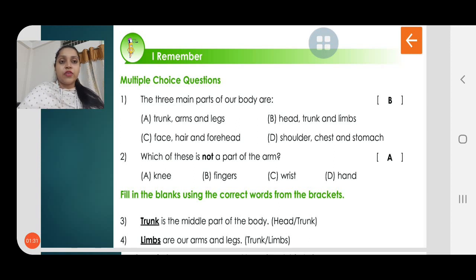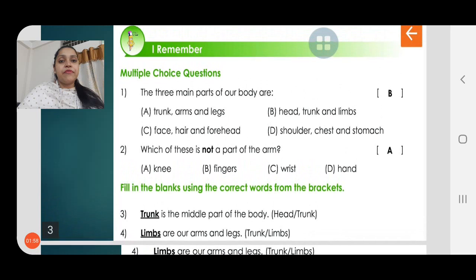Number B, head, trunk and limbs. Number C, face, hair and forehead. And number D, shoulder, chest and stomach. Yes, it's number B, head, trunk and limbs. Then number 2, which of these is not a part of the arm? There are 4 options. Knee, fingers, wrist, hand. Yes, knee, because knee is present in the legs.